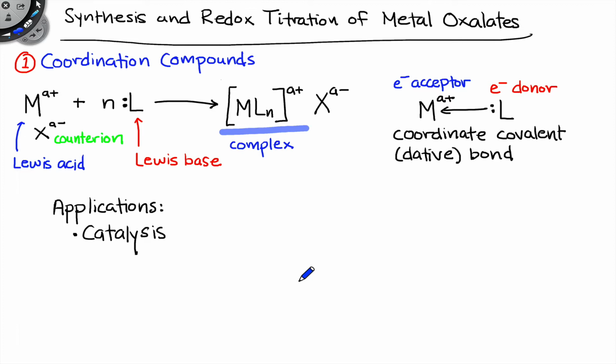Metal complexes, particularly those with positive charge, are often Lewis acidic, and these can be used to catalyze transformations. So say we have a reaction A goes to B, the inclusion of a coordination complex can often accelerate reactions. And so these are commonly used as catalysts.